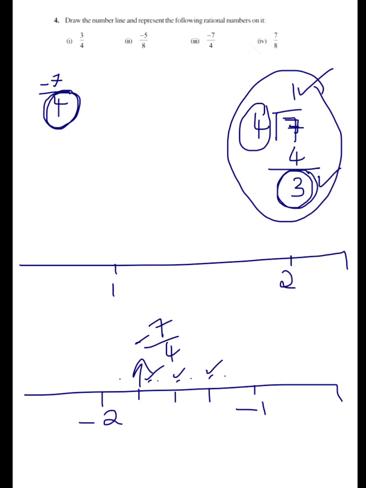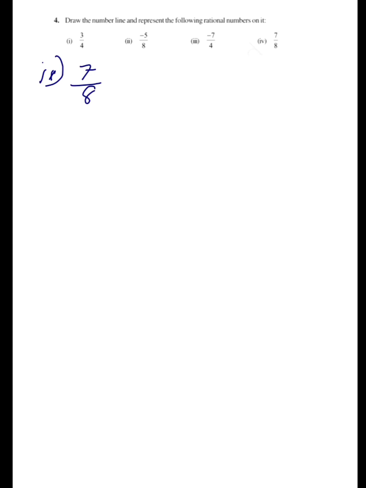The fourth one is 7 by 8. So here also you can see the numerator is less than the denominator, that means it will be between 0 and 1 since it's positive. So here you have to mark how many divisions? 8 divisions. That is 1, 2, 3, 4, 5, 6, 7. So 1, 2, 3, 4, 5, 6, 7, 8. 8 divisions you got. Everything should be of equal distance. Now among these 8 divisions you have to mark the 7th one. From 0 you have to mark the 7th one, that is 1, 2, 3, 4, 5, 6, 7.